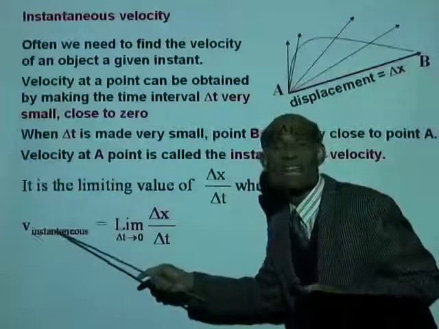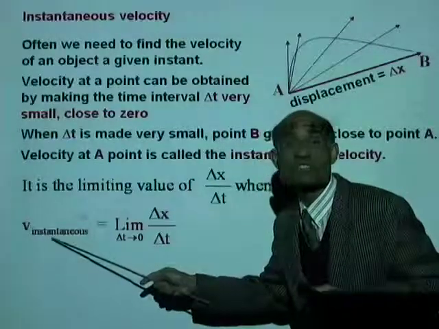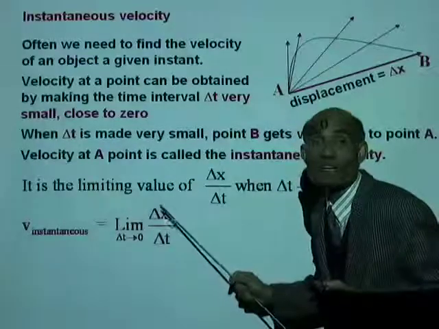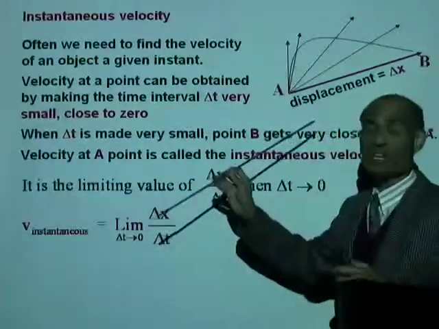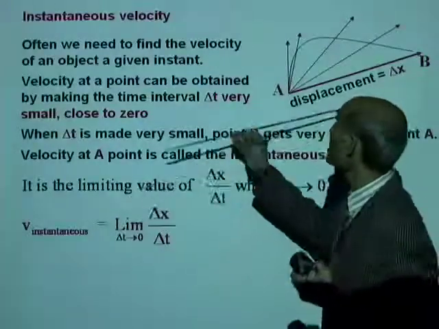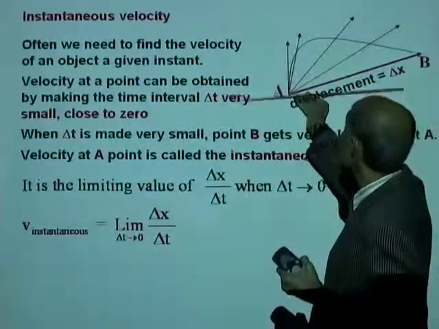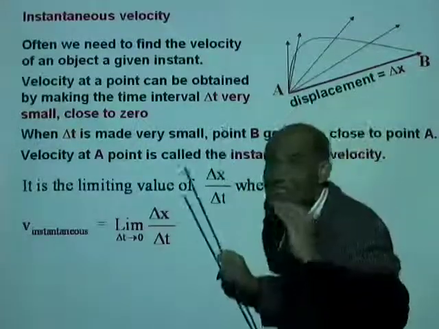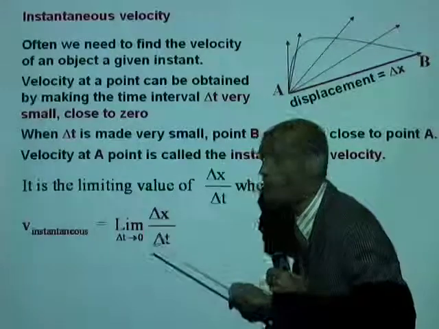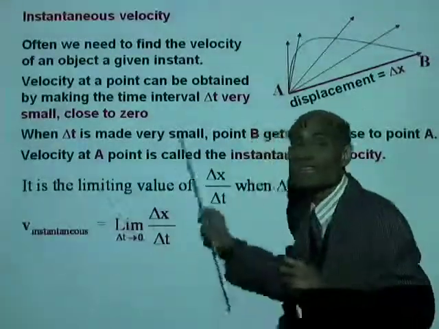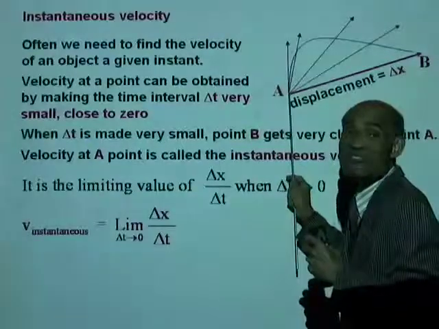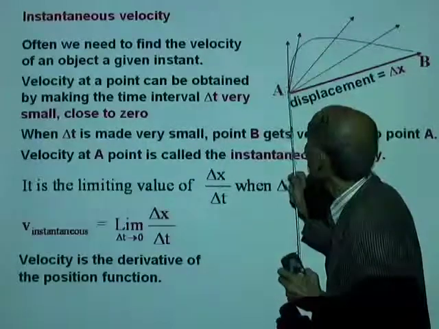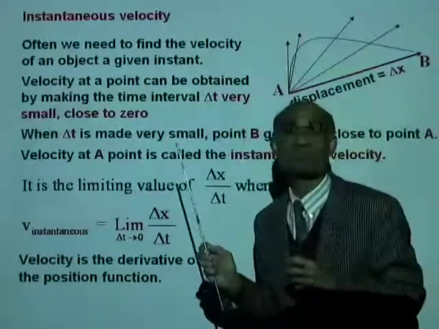Therefore, instantaneous velocity, V instantaneous, is defined like this. It is the limiting value of delta x divided by delta t. You understand the meaning of limiting value. As delta t is made smaller and smaller, the limiting value of delta x divided by delta t is called the instantaneous velocity at that point. And therefore, it is the slope of the tangent line at that point.